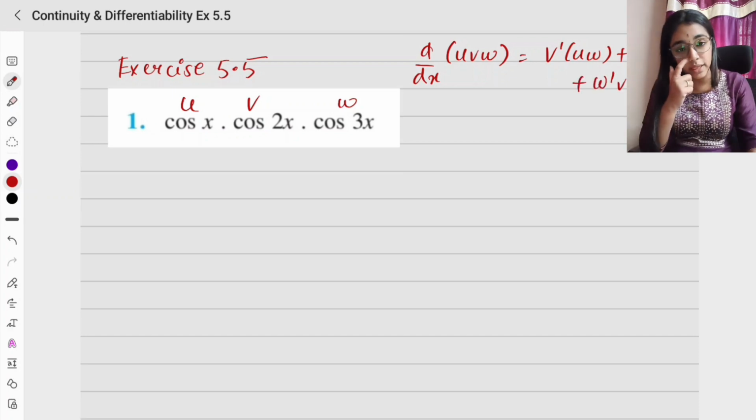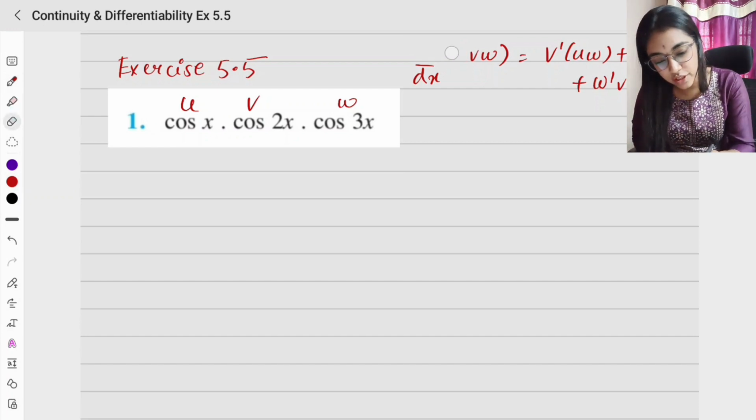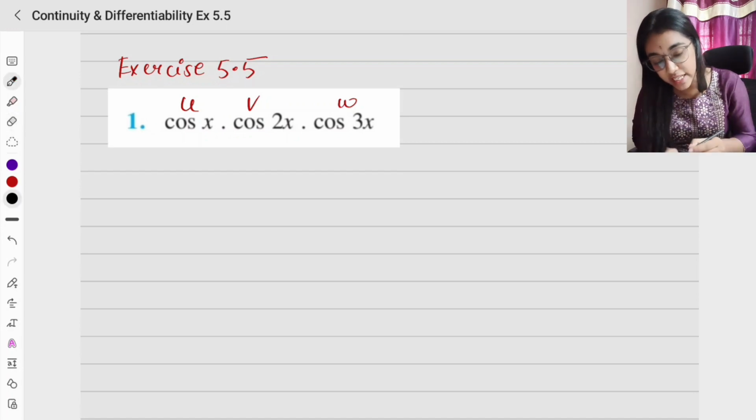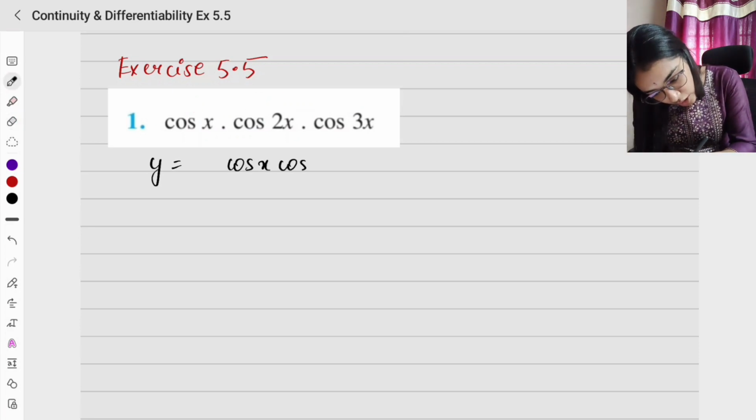If we do it this way, we have to find the derivative multiple times. So instead of that we are going to use the log function. So we are not going to use this now. We are going to use the logarithmic function. You will see how easy it is. So how are we going to write this? y equals cos x cos 2x cos 3x.